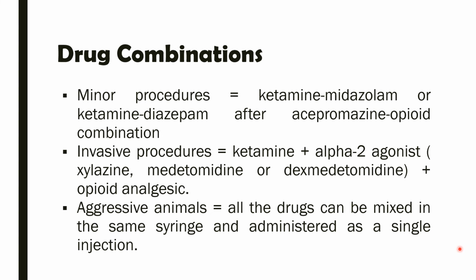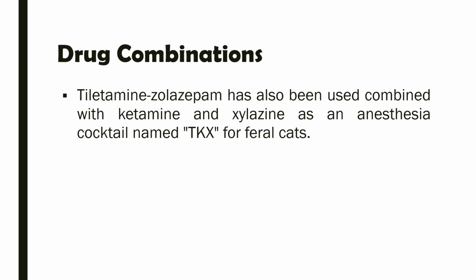In the case of aggressive animals, all the drugs can be mixed in the same syringe and administered as a single injection. For example, a combination of acepromazine, morphine, midazolam, and ketamine, or medetomidine, morphine, and ketamine. The same approach can also be used for tiletamine-zolazepam. Tiletamine-zolazepam has also been used combined with ketamine and xylazine. Xylazine is, of course, your alpha-2 agonist, and it can be used as an anesthesia cocktail named TKX for feral cats.